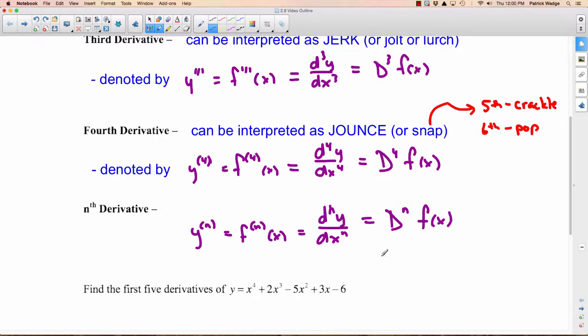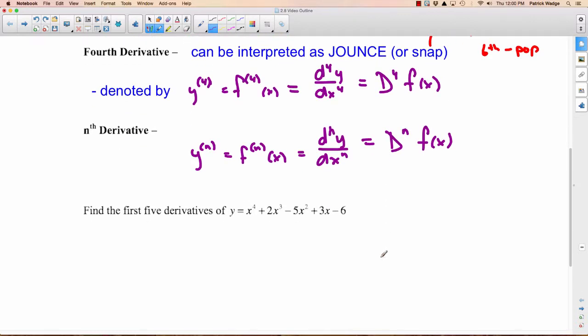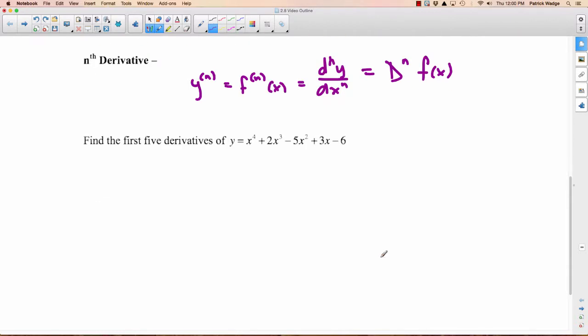Okay, so you might still be confused. What exactly are we talking about with these second derivatives and third derivatives? Happy news, it's really quite simple. What we're going to do here is start by taking the first derivative. That's what you have to do to get the second derivative. You have to start by taking the first derivative. So let's do that.